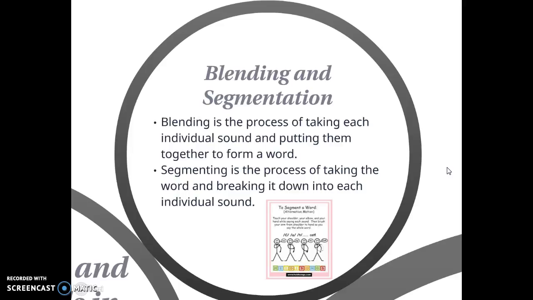Like the image on this slide, I would start with the beginning sound, and we would touch our shoulder and say k, touch our elbow and say the vowel sound ah, touch our wrist and say the final sound t, and then run our hand down our arm and say the entire word together, cat.